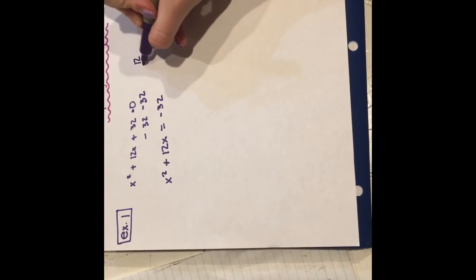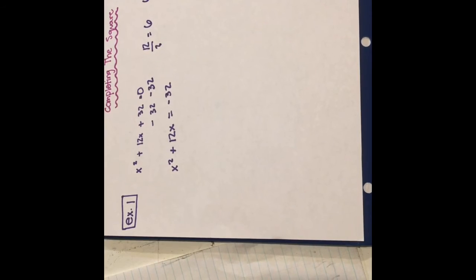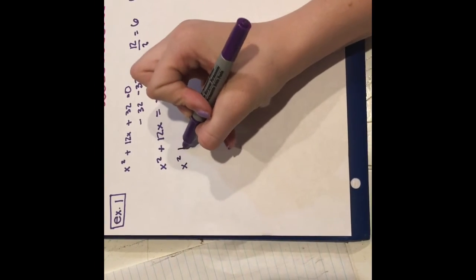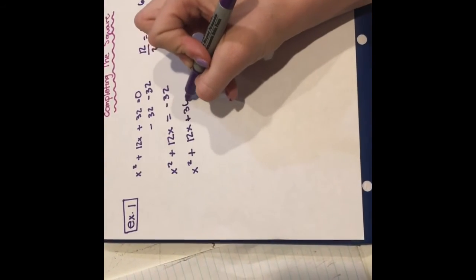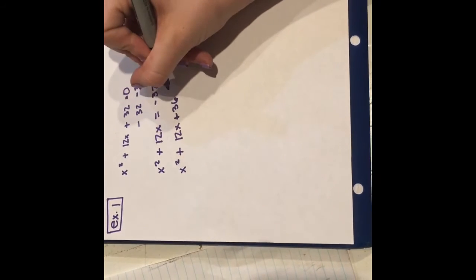Then, in order to complete the square, you're going to have to divide 12 by 2, which equals 6. And then you're going to have to square 6. So 6 times 6 equals 36. That's going to become x squared plus 12x plus 36. And since we added 36 to that side, we're going to have to add 36 to this side. So that would equal 4.